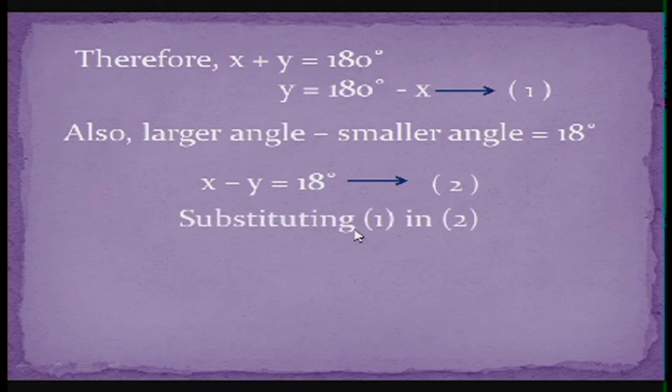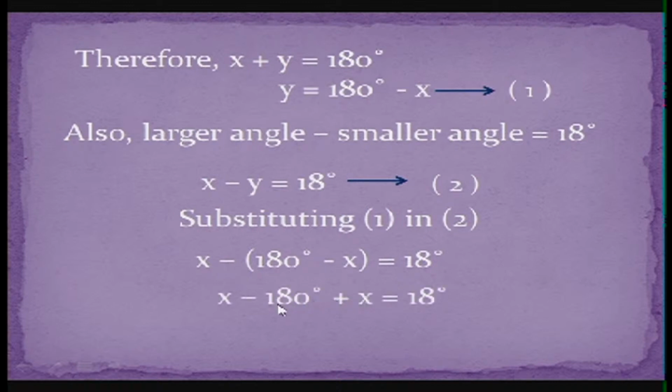So, what are we trying to do? We will substitute the value of y from equation 1 in the second equation. I have y value as 180 degrees minus x. So, I substitute and I get x minus of 180 degrees minus x, which is equal to 18 degrees. When we open the brackets, we get x minus 180 degrees, minus into minus gives me plus again here. So, I get x minus 180 degrees plus x is equal to 18 degrees.